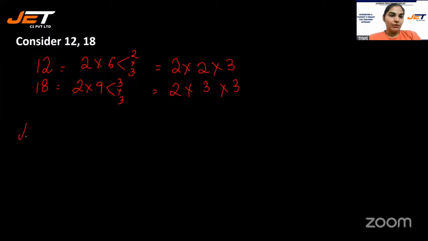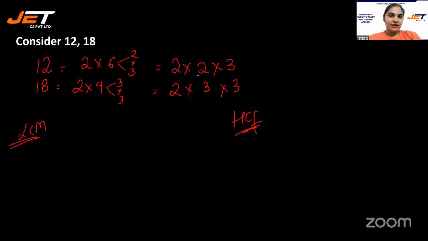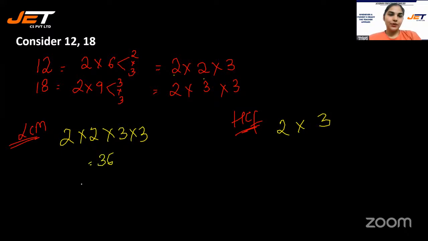Now, if I talk about the LCM and HCF. What was LCM? We took the maximum occurrences. So 2 is twice and 3 is also twice. 2 times 2 is 4. 4 times 3 is 12. 12 times 3, 36. Okay? And for HCF, we make a pair of 2 and a pair of 3. HCF is 2 times 3 is 6. We got the HCF as 6, LCM as 36.